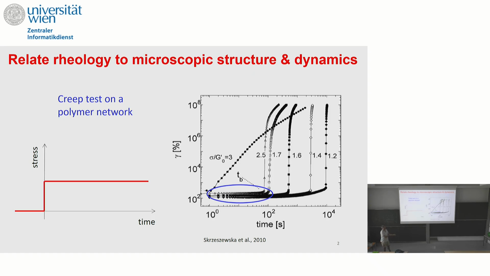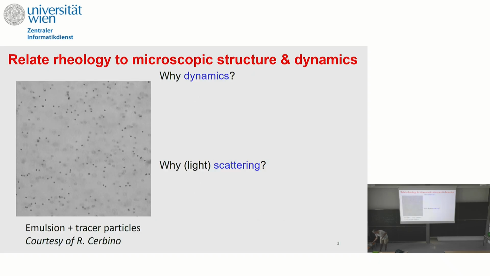But if we just stick to macroscopic quantities that we measure by rheology, it's very difficult to understand what exactly is going on here. So there are many systems that behave this way. There are other situations where we really need to understand what is going on at the microscopic level, and this is why we would like to do this kind of experiments. So, in principle, what you can do is to put your sample under a microscope.